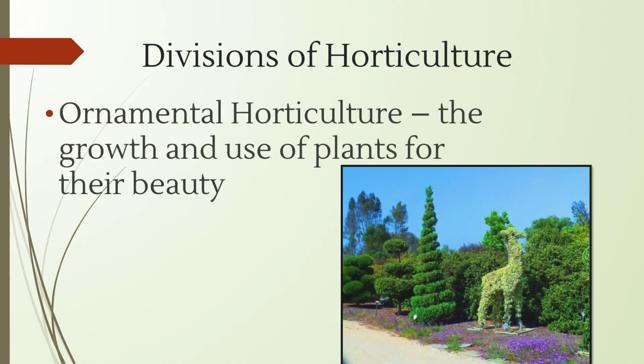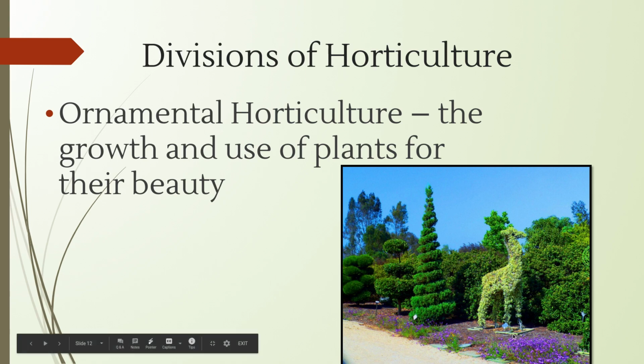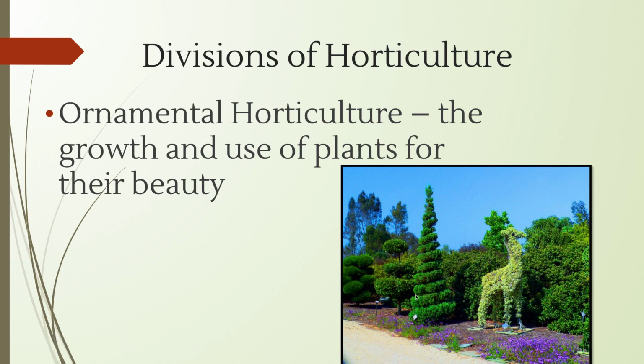Number 9 is ornamental horticulture. This is the growth and use of plants for their beauty. So anytime that you see really nice landscaping using ornamental plants, those are the ones that are shaped like certain things. Like this one right here, I can't tell if it's a giraffe or a llama or what that is. But this one is shaped somewhat like a cone and it's got layers to it. Those would be ornamentals. Anything that beautifies the environment by using design.